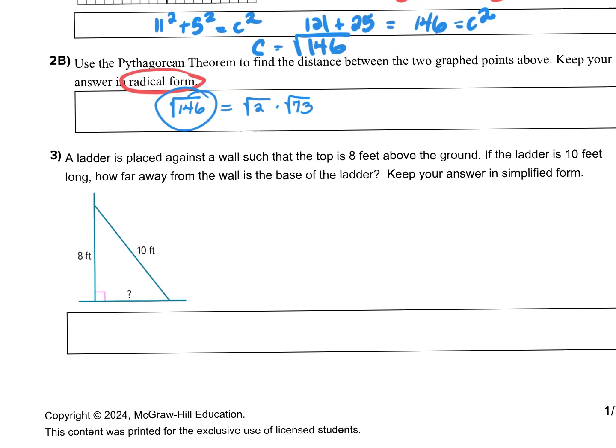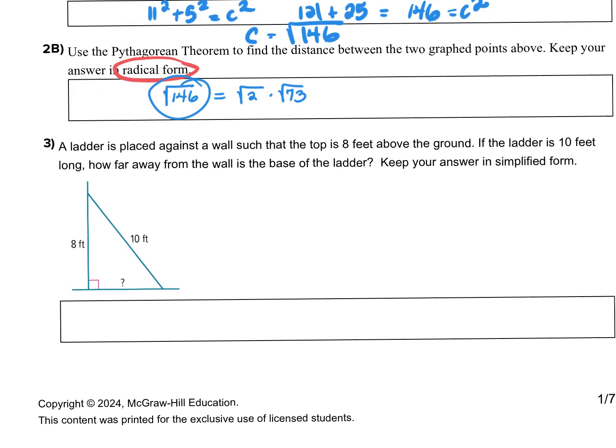Okay, question number 3. A ladder is placed on the wall so that the top is 8 feet above the ground. If the ladder is 10 feet long, how far away is the wall from the base of the ladder? Okay, this is also Pythagorean theorem. This is A, this is B, and this is C. And C is always our hypotenuse and is across from our right angle. So we're gonna do A squared plus B squared equals C squared.